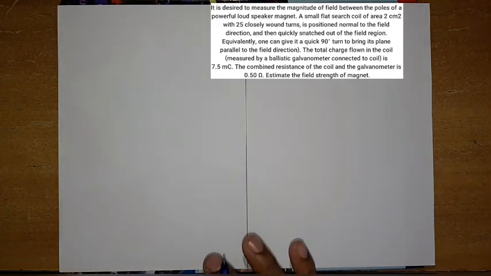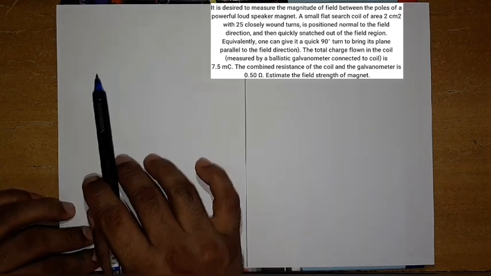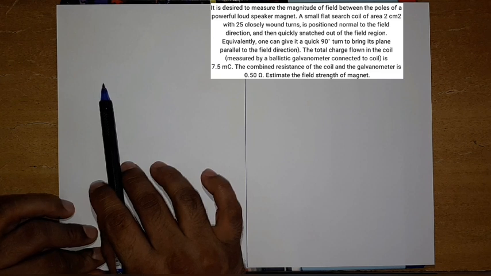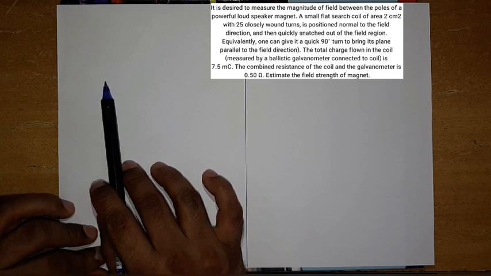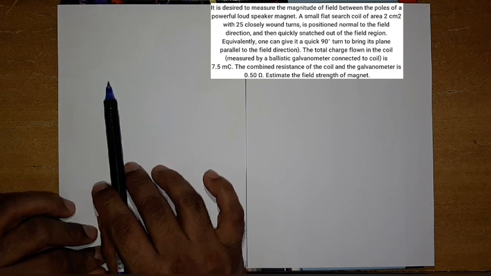Exercise 13th example. As you see, the question is: it is desired to measure the magnitude of field between the poles of a powerful loudspeaker magnet. So we have to find the magnitude of field between two powerful loudspeaker magnets.